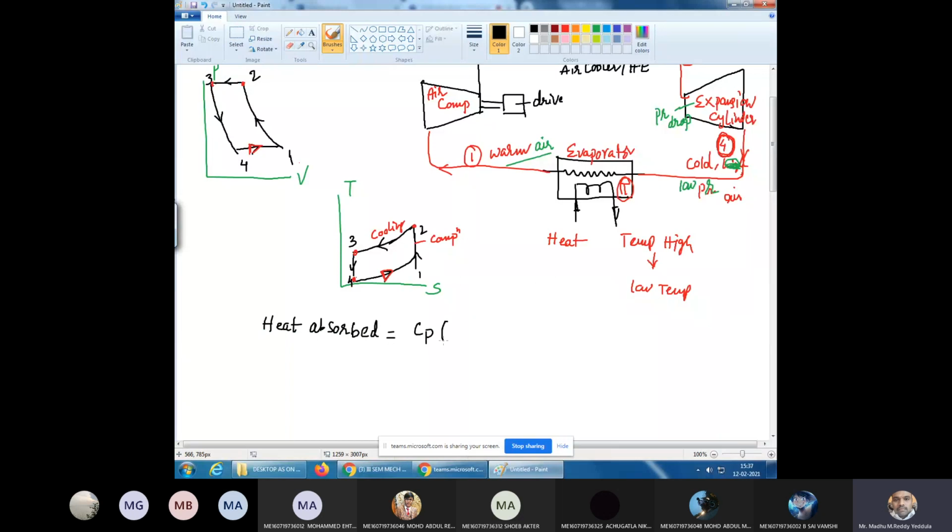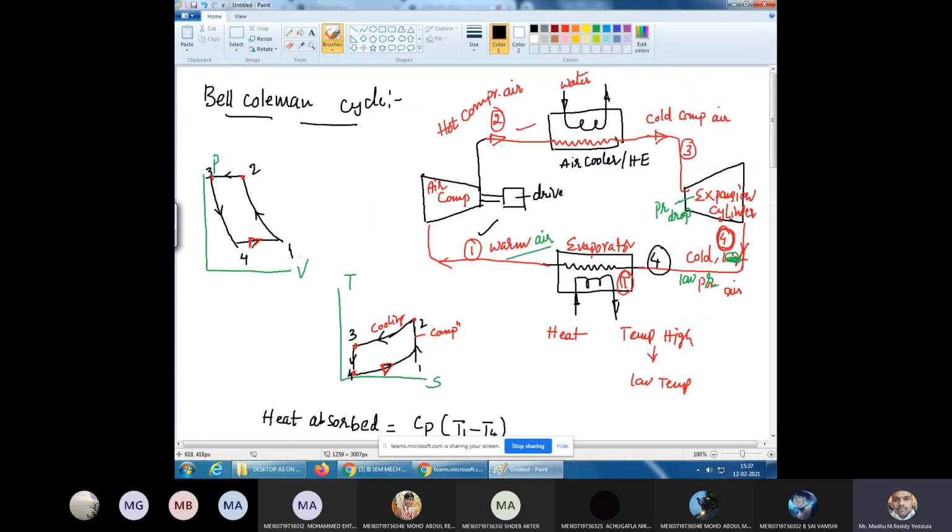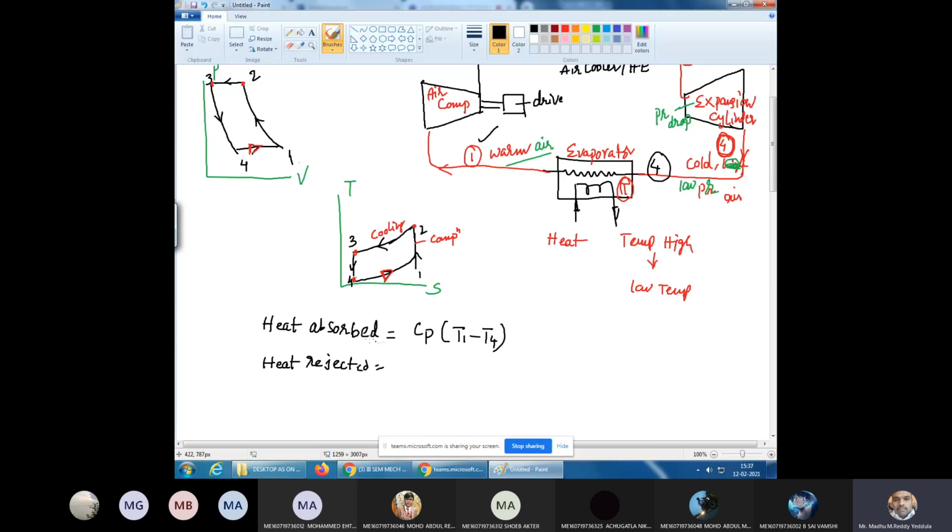Heat absorbed equals Cp into (T1 minus T4), because the leaving enthalpy is increased due to the addition of heat. Agree? Heat is absorbed in the evaporator, so the leaving enthalpy is greater than the entering enthalpy. And heat is rejected to the circulating water. Heat rejected equals Cp into (T2 minus T3), since the entering enthalpy is more here. Agree? Okay, so next is the work input to the compressor.